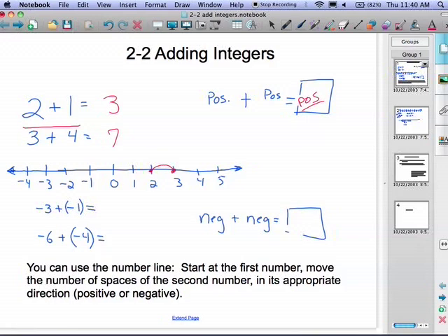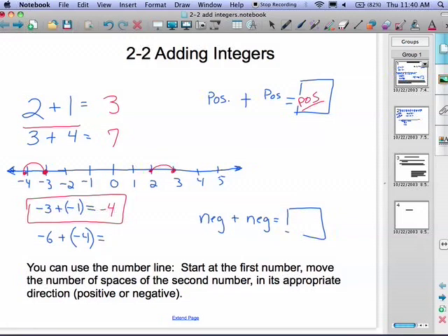Below the number line, we have a negative plus a negative. We have negative 3 plus negative 1. All right, so we're actually going to use the number line. We're going to start at negative 3. Put a dot on the negative 3. We're going to go 1 unit away, but we're going to go in the negative direction because there's a negative 1. And we do that, and we end up down here at negative 4. So negative 3 plus negative 1 gives us negative 4.